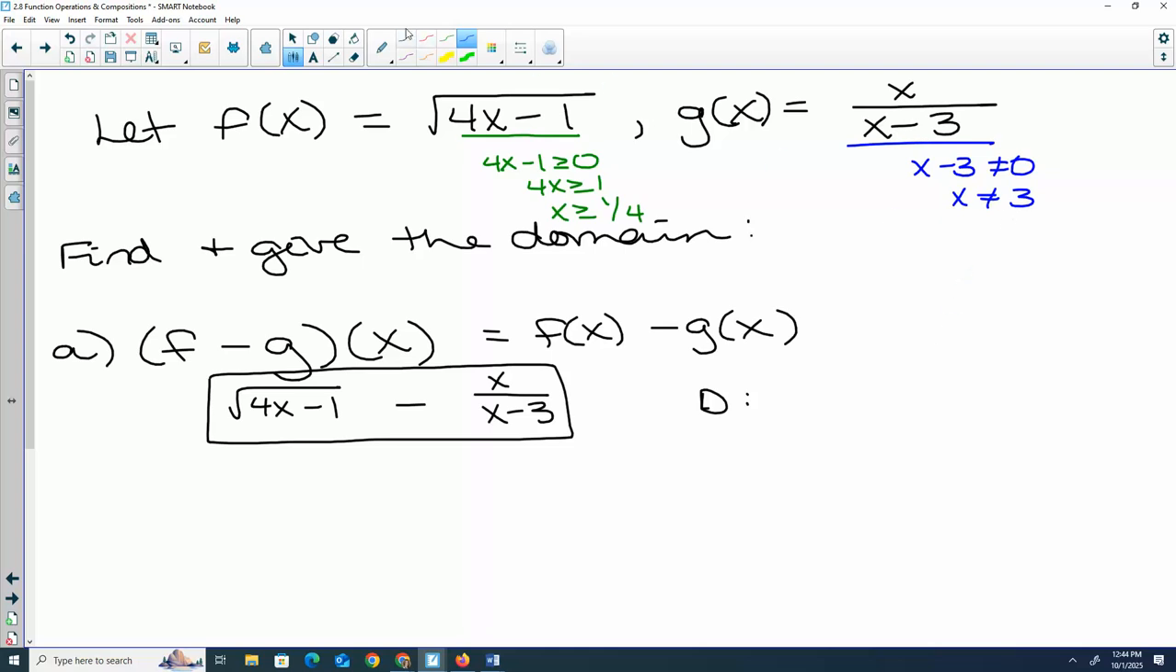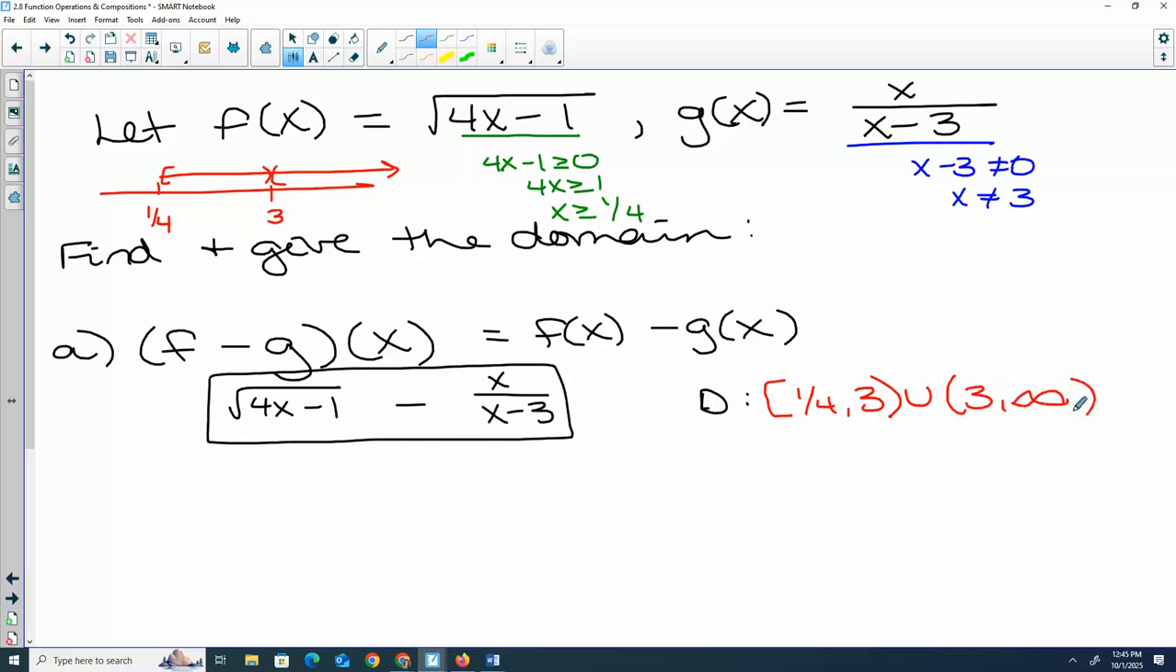All right, so my domain, when I subtract them, I have to put both of these together. So greater than or equal to 1/4, but not 3. If you want, you could even think about a number line if that helps you. Greater than or equal to 1/4 looks like this. But I said it can't be 3, so we have to take out the 3. So my domain would be bracket 1/4 to 3 with a parenthesis because it can't equal 3, union 3 to infinity. Only those numbers make both of the original functions true.